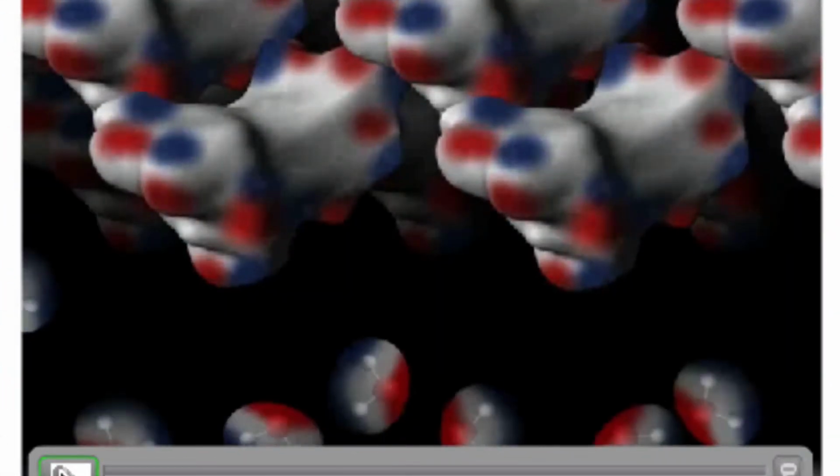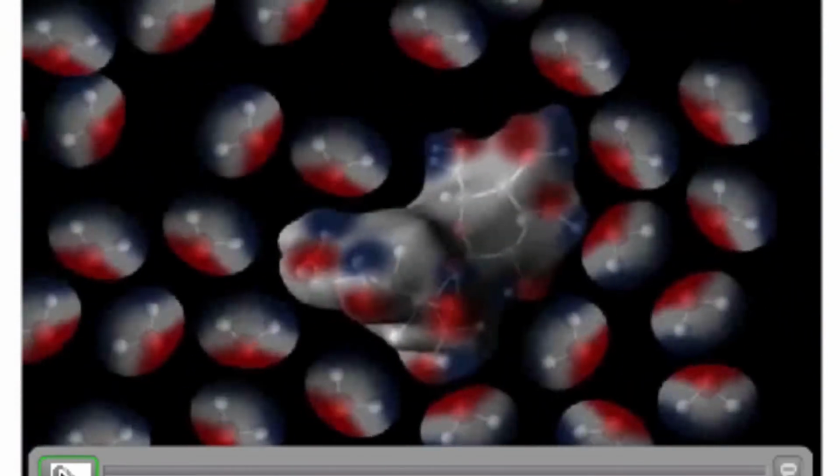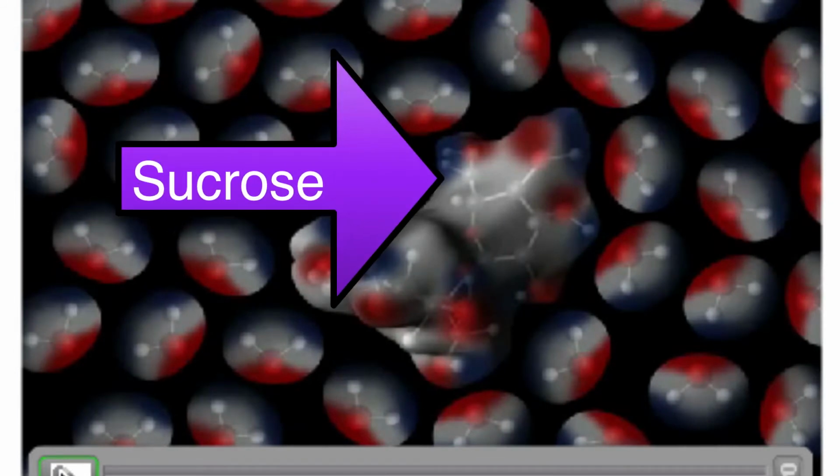So if we look here, and I run this short video clip, these are molecules of water coming up from the bottom, sucrose on the top. The water molecules surround the sucrose molecule, and what you'll notice is the blue ends, the positive end of the water molecule, are oriented towards the negative end of the sucrose molecule, and the blue parts of the sucrose molecule are oriented towards the negative or red side of the water molecules. So it didn't rip it apart, it's just that the water molecules surround it. And in a three-dimensional space, we call that a sphere of hydration.